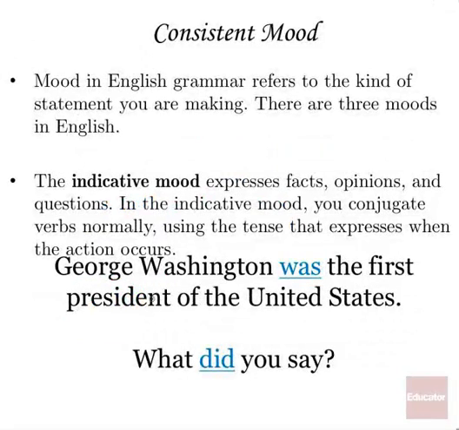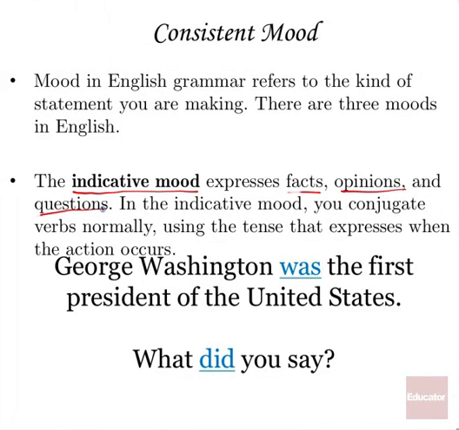All right, now let's look at mood. Mood in English grammar refers to the kind of statement you are making. Remember, tense is all about time. Mood is about the nature of a statement. There are three moods in English. The indicative mood, which is the one we use for almost every sentence, expresses facts, opinions, and questions. You are indicating the state of the world.